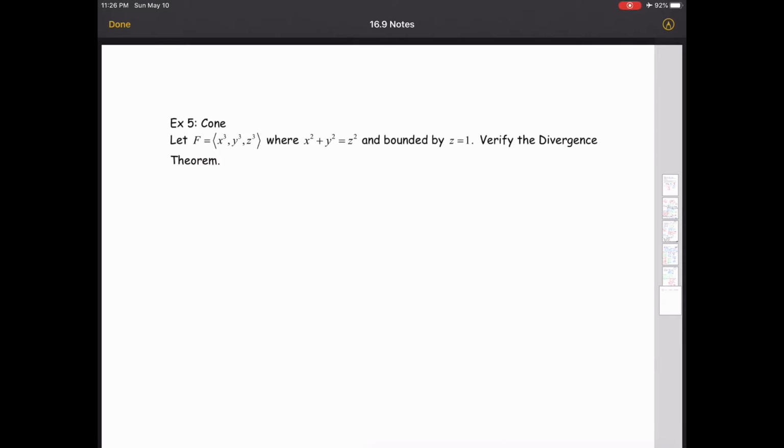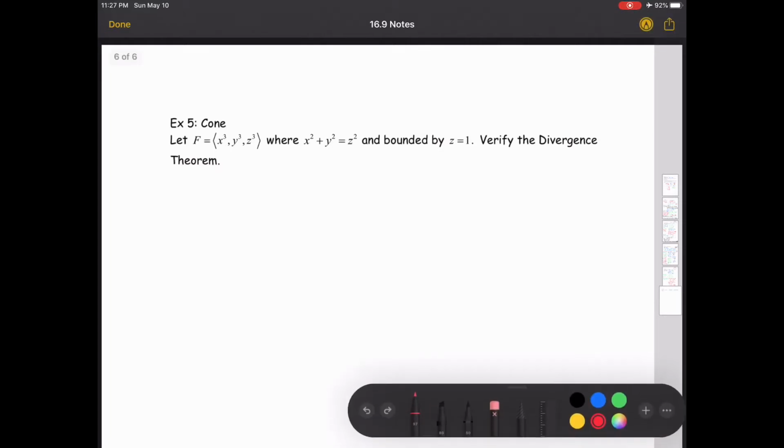All right, example 5, the cone. This is it, the last example of new material in all of calculus. We've made it. You guys should feel good. All right, let's do this cone example.